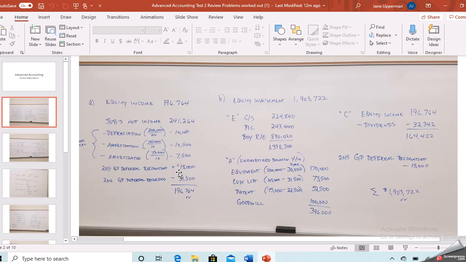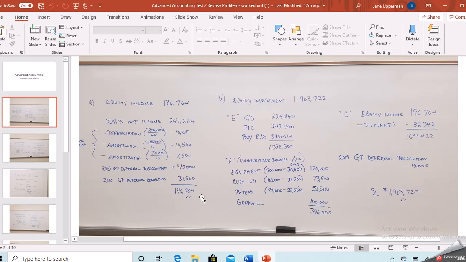So that was that 2015 had $15,000 of gross profit in their ending inventory. So now we get to recognize that because it had been sold out during the year, and we will now record it and increase our income. But then we need to defer the 2016 gross profit. So again, go back to the problem. It tells us that there was $31,500 in gross profit in their ending inventory. So that we have to defer or subtract.